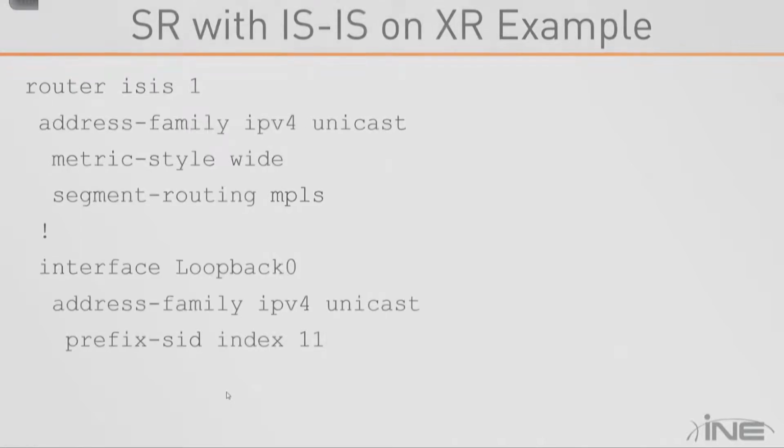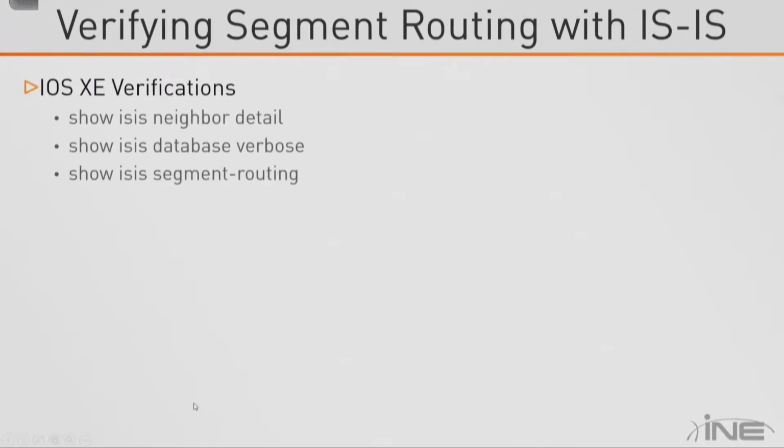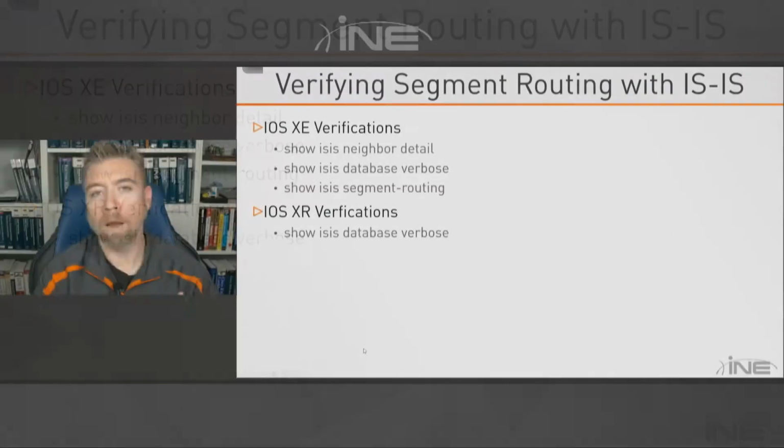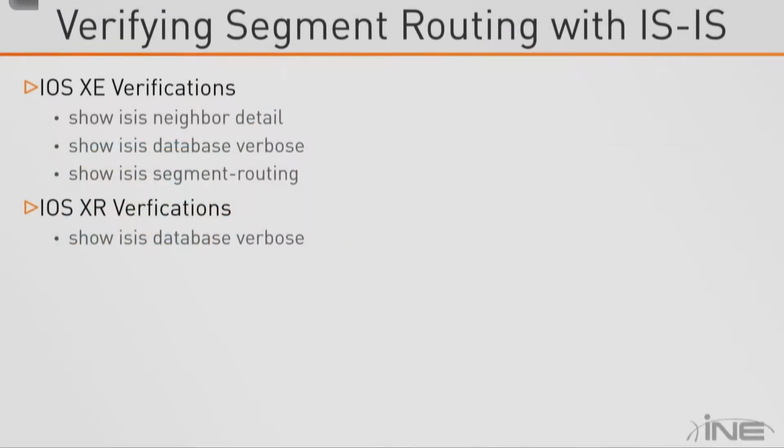From a verification point of view, as usual, ISIS does not have as many verifications as OSPF does. So we'll look at just a minimal number of these here: show ISIS neighbor detail, show the ISIS database, and then show ISIS segment routing. Hopefully it's going to give us some more information about what's going on. Otherwise, likewise in IOS XR, not too many verifications because this feature is so new.